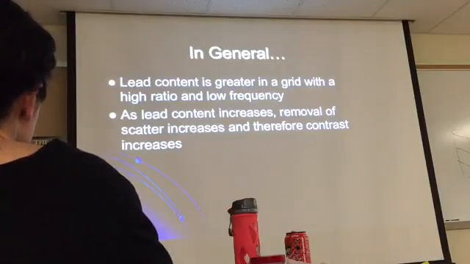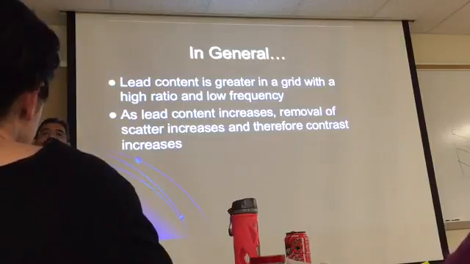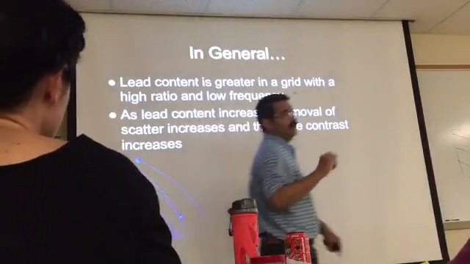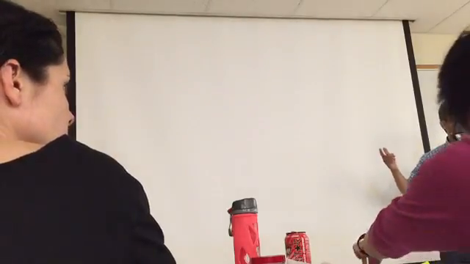It's the same concept that happened when you're thinking of collimation, right? What happens when you collimate? Less scatter, contrast goes up, density goes down. The same thing happens here, okay? In this case, the higher the lead content, in which grids are gonna have a higher lead content? High ratio, low frequency will have the higher lead content. All right, and so they're going to clean up the most scatter, so you're going to have less density and you're going to have a higher contrast.